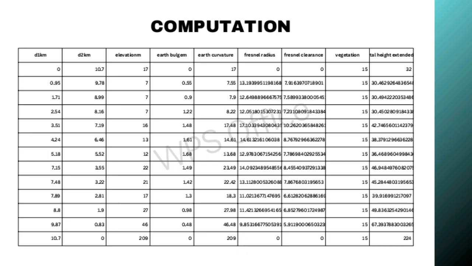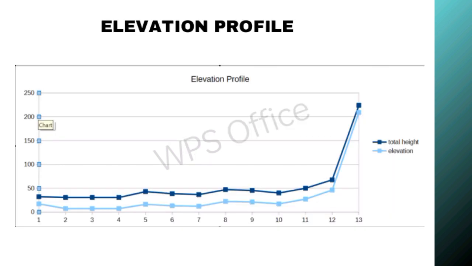So this is the computation on how I designed my path profile. And lastly, we add 15 meters because trees grow, buildings may be built, and the land is not perfectly flat. The signal needs extra space so nothing blocks it.